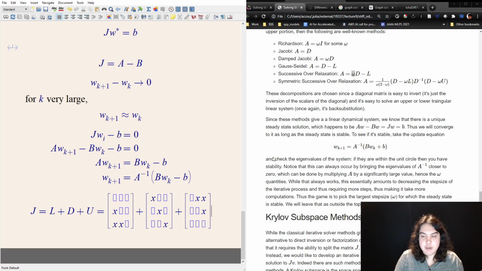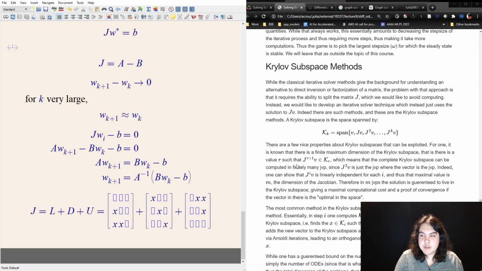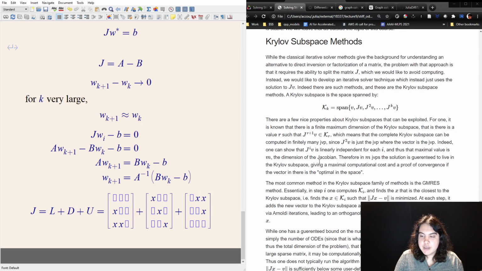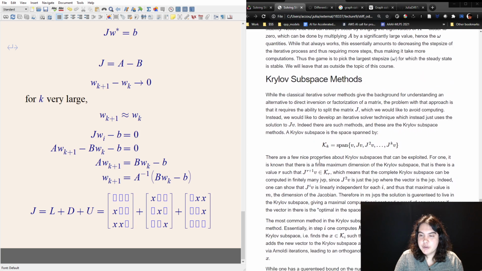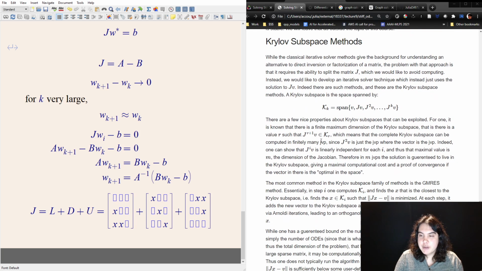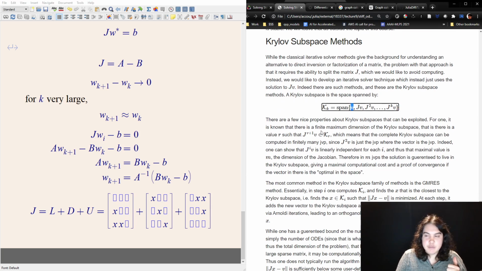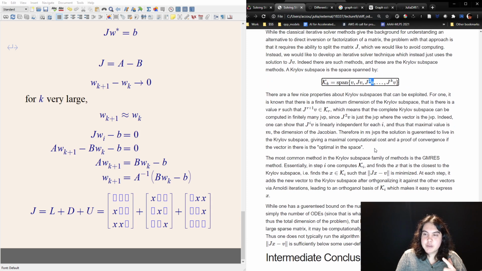What's another method to do that? These are the Krylov subspace methods. And essentially, if you were to build this Krylov subspace, the Krylov subspace is the vector v, the vector J times v, the vector J squared times v, etc. There are nice properties of these Krylov subspaces, right? So it is known that there is a finite maximum dimension to the Krylov subspace.